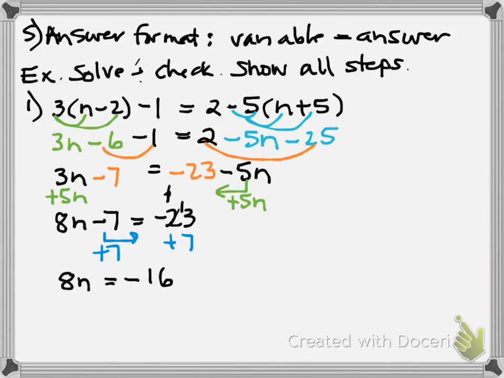And then I go ahead and the opposite of multiplying by 8, dividing by 8. And now I have a new set of rules. In multiplying or dividing, if the signs are different, you're going to get a negative answer. And then 16 divided by 8 is 2. Okay, now check.